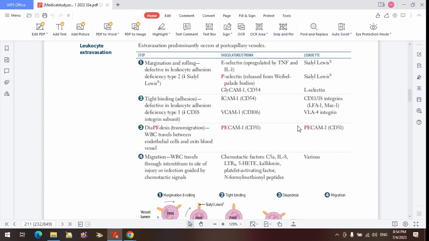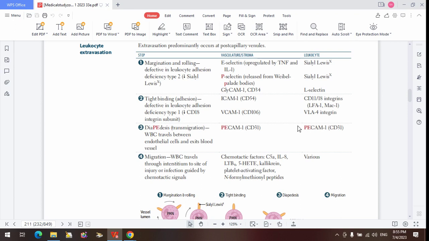We remember the ICAM and the VCAM. What's the receptor for VCAM? It has to be an integrin, VLA-4. Settled. Then the next one is the ICAM. What is the receptor for the ICAM? Our MAC-1 and LFA-1, also known as CD11 and CD18. So someone who has a deficiency of CD18 can have leukocyte adhesion deficiency type 1.